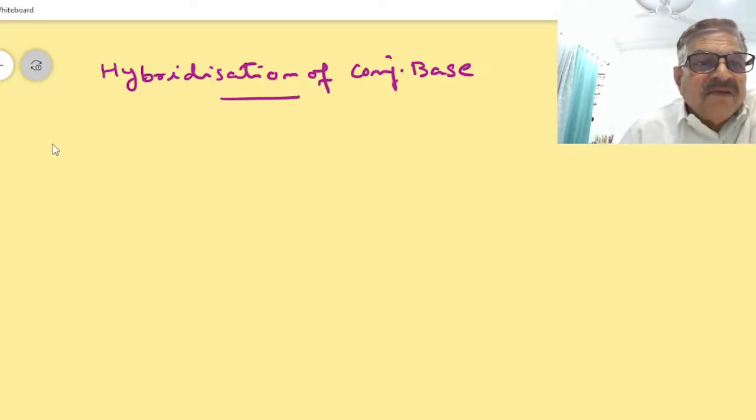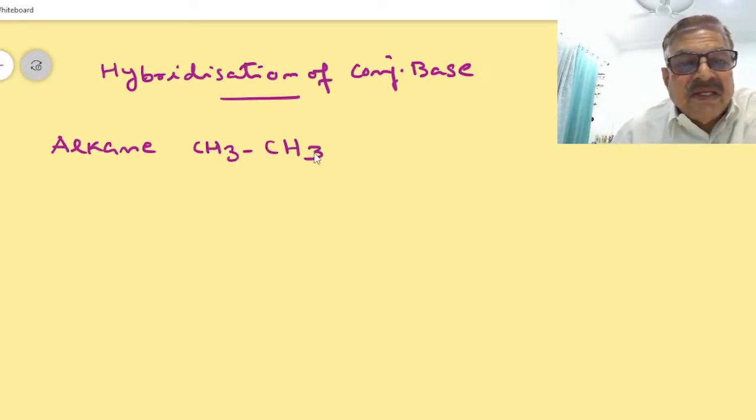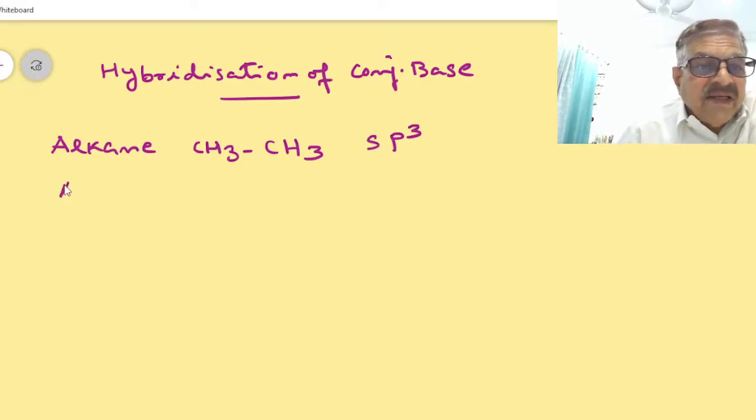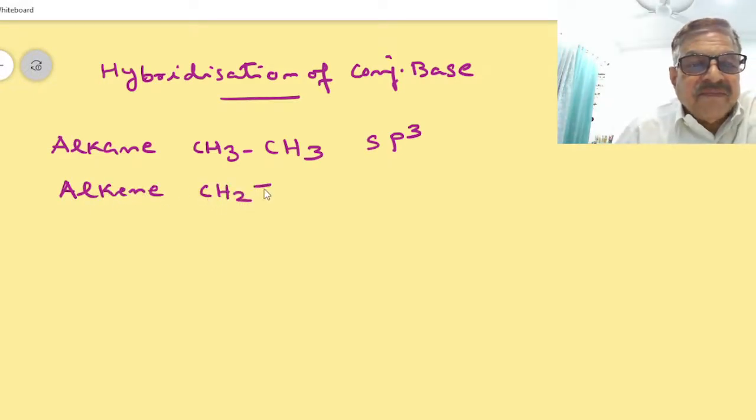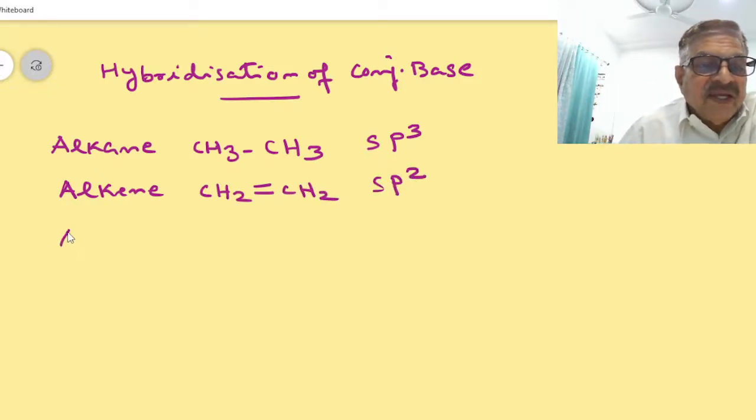Now, let us examine this issue with the help of hydrocarbons, that is, three different compounds containing a carbon-hydrogen bond. One is an alkane, an example is ethane, where the carbon atom is sp3 hybridized. Then we have an alkene, an example is ethylene, with sp2 hybridized carbon. Then we have an alkyne.